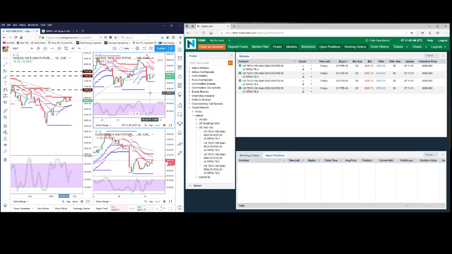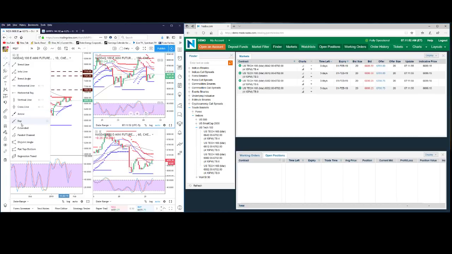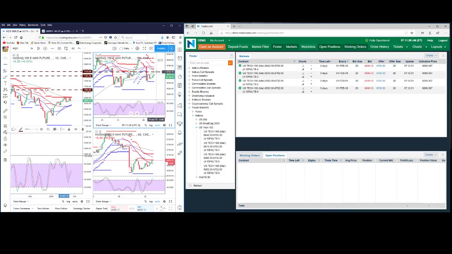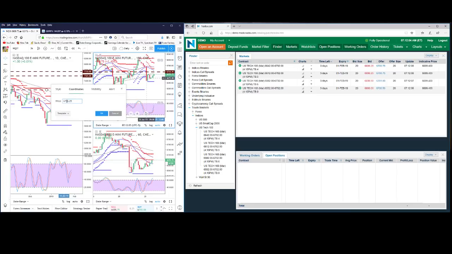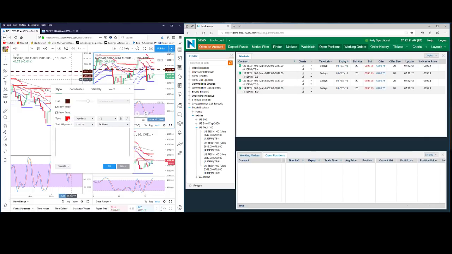Okay, so if I come over here and I'm going to put a horizontal line here at 6732, and I'm just going to click on it and actually put in 6732. And I'm going to change this to bright red. Okay.